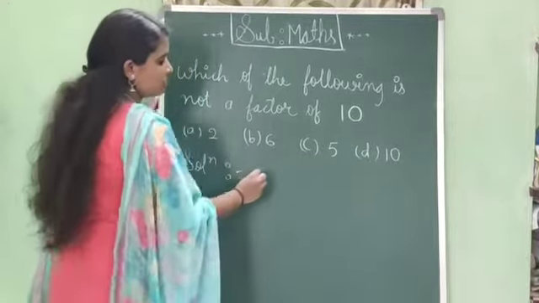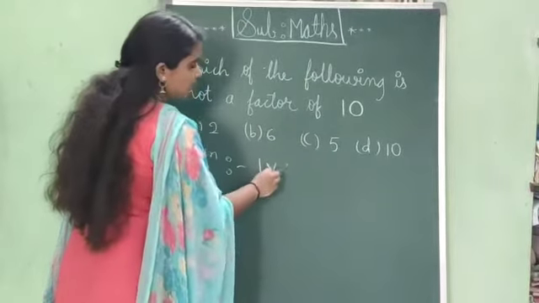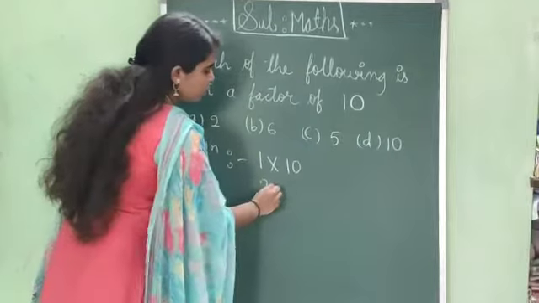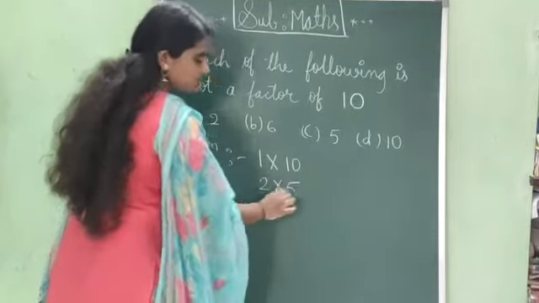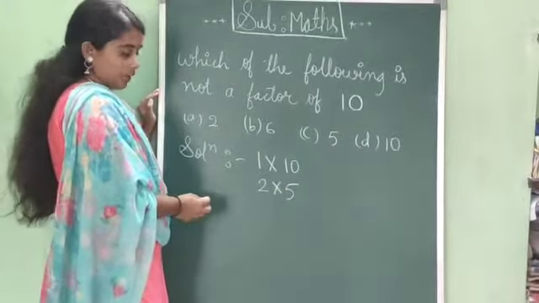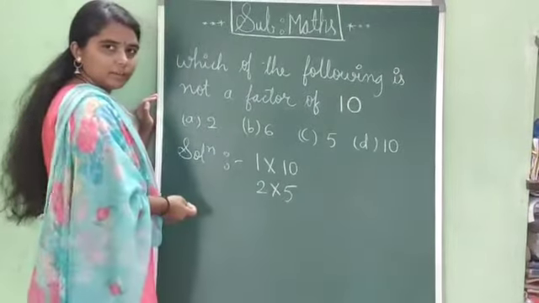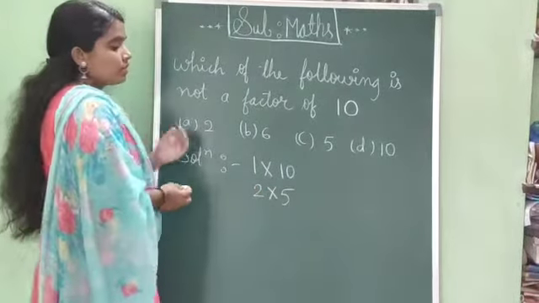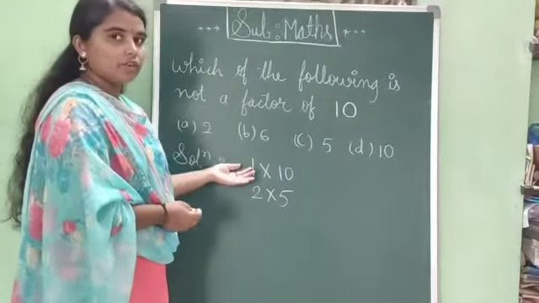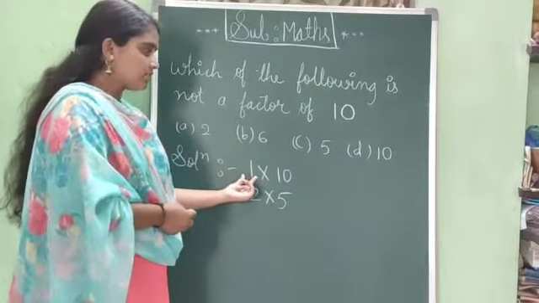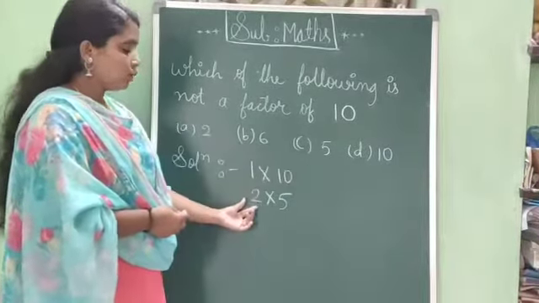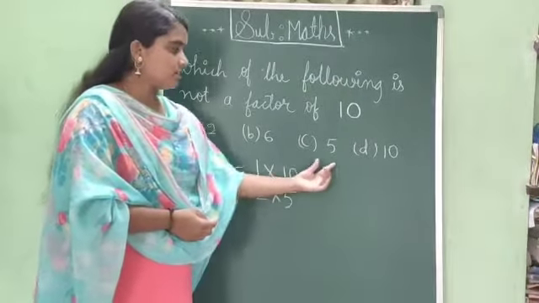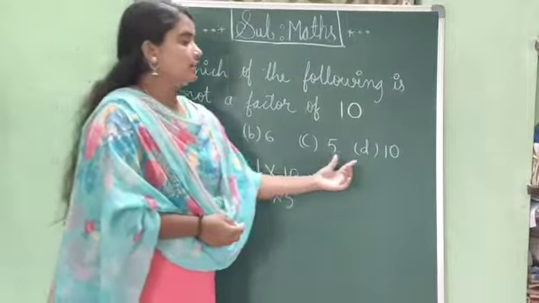What is the solution? First, as I said, you should start from 1. 1 tens are 10. Okay. Then 2 5s are 10. Yes or no? Yes? Okay. Will it come in any other table? No. Only these are the factors of 10. So we will search in the options. Here 1 is not given, but 2 is given. Yes, here it is given. Now 5 is here. Then 10 is also in the options.